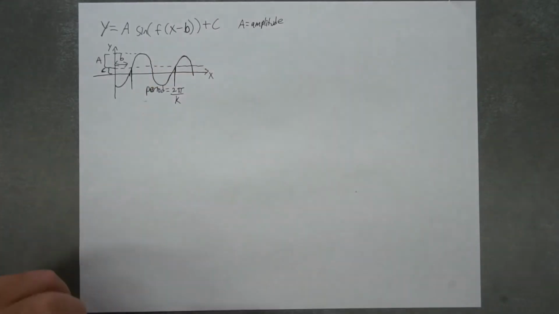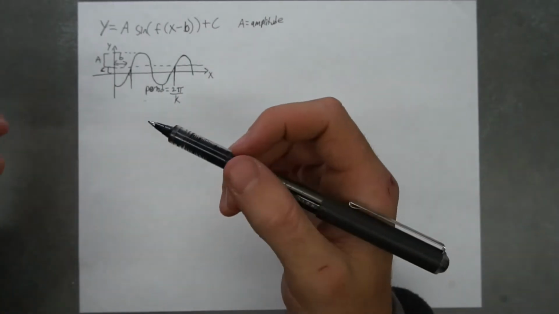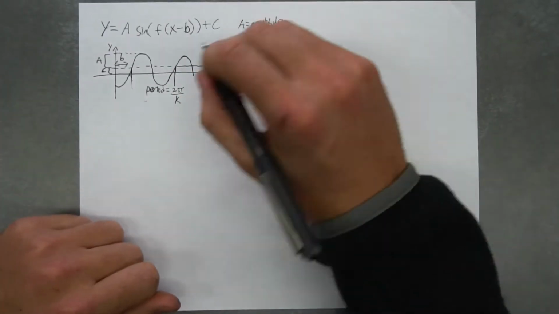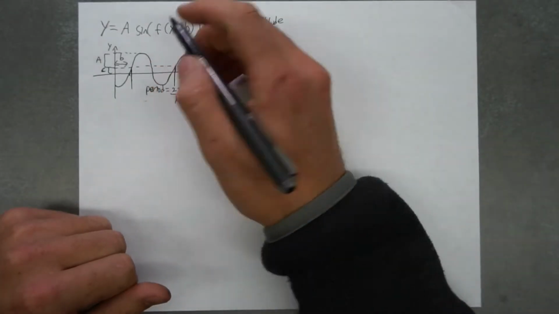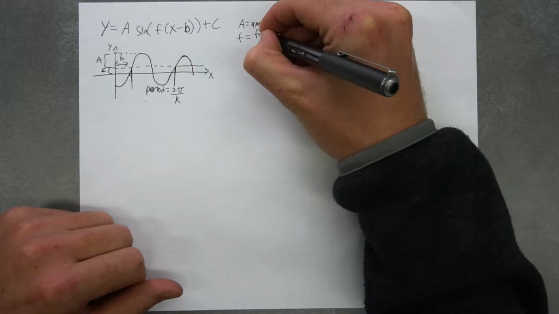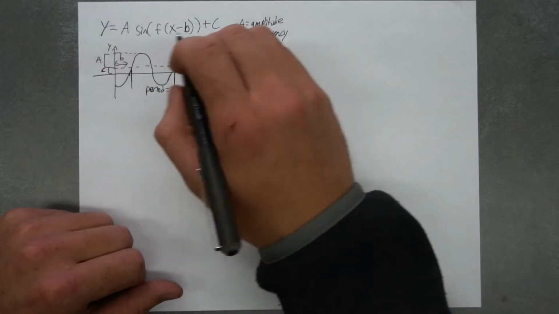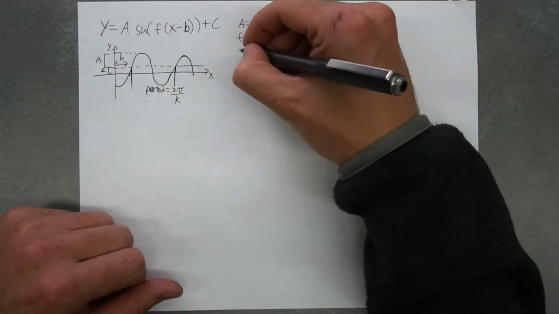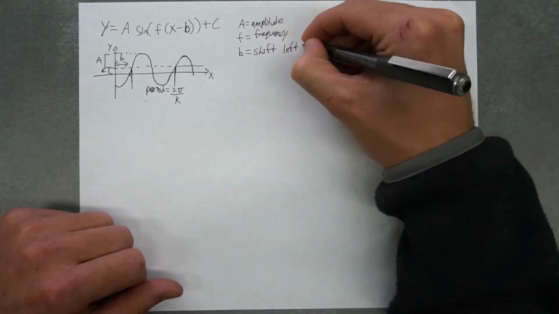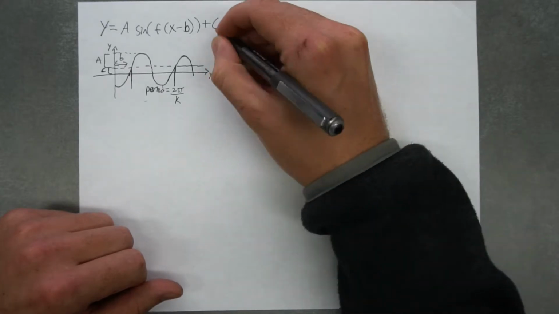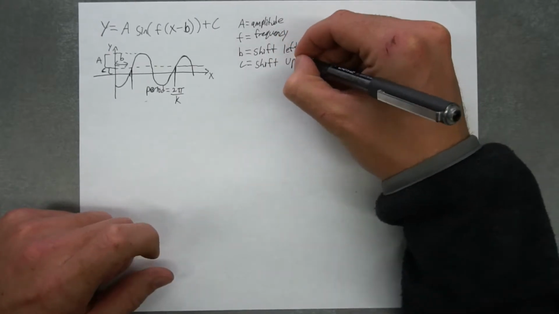Then sine is a function that takes in an angle and produces a number. F is called our frequency. X is our variable. We have an x-axis and a y-axis. B is our shift left and right. And C is our shift vertically, so it's our shift up and down.